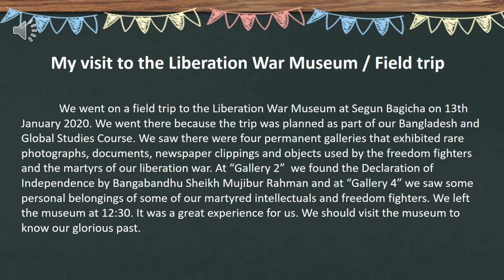Then the question was, what did you see there? We saw there 4 permanent galleries that exhibited rare photographs, documents, newspaper clippings, and objects used by the freedom fighters and the martyrs of our liberation war. At Gallery 2, we found the Declaration of Independence by Bangabandhu Sheikh Mujibur Rahman, and at Gallery 4, we saw some personal belongings of some of our martyred intellectuals and freedom fighters.